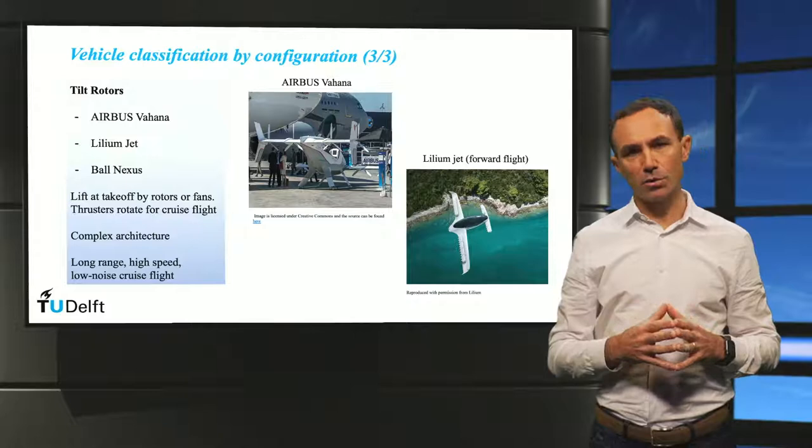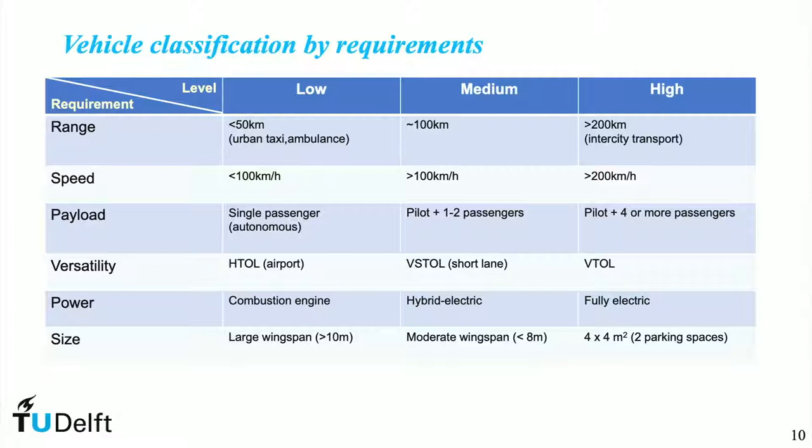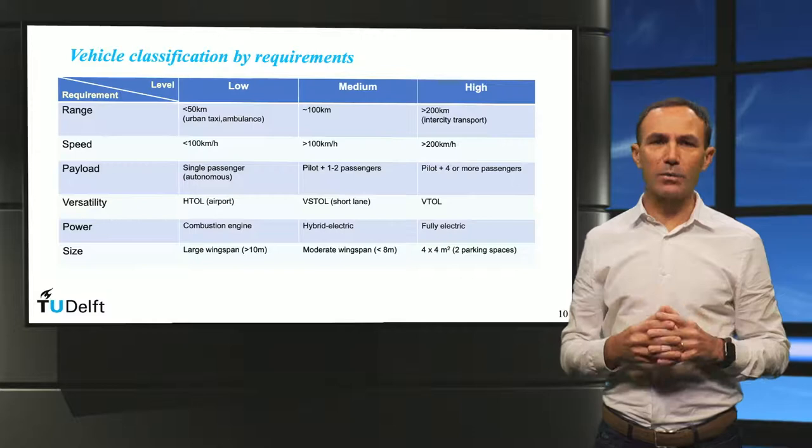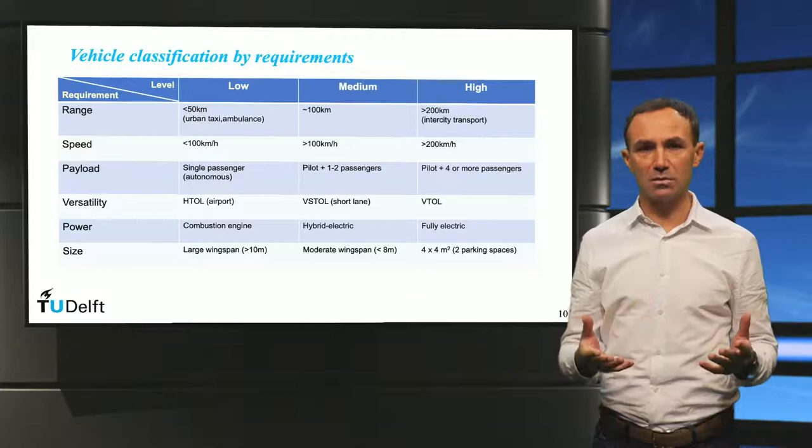We can now introduce a vehicle classification based on the level of satisfaction of requirements. Such requirements are mostly related to performance. Some of them are typical requirements used in aeronautics, like range, speed, and payload. Others, like versatility and size, are specifically relevant for the use in the urban environment. Finally, the power requirement is important in relation to the footprint of the vehicle in terms of gas and noise emissions. I will end this lecture with an outline of the course.